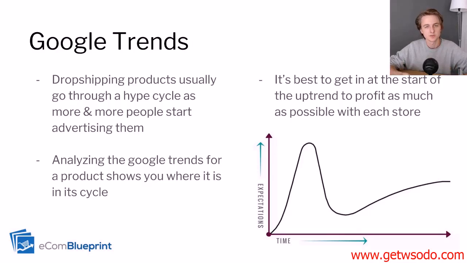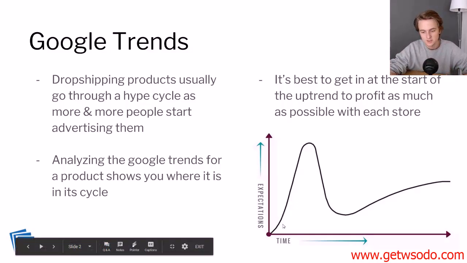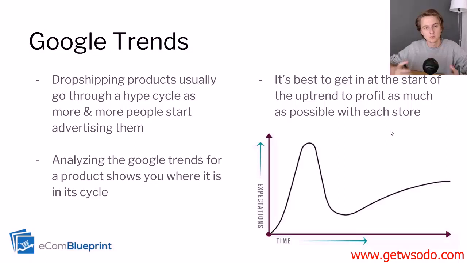Google Trends is a great way to validate the trend of a certain product. So products usually go through hype cycles as more and more people start advertising them, and this is usually what it'll look like. So you can keep this image in mind. And so analyzing the Google Trends for a certain product will show you where it is in that cycle. And you want to get in at the start of an uptrend, essentially, to make sure that you profit as much as possible with each store.